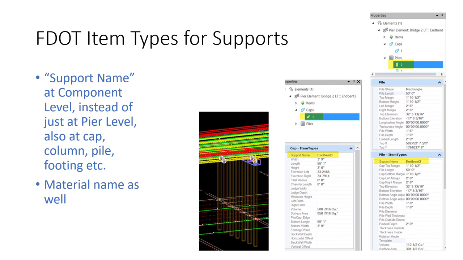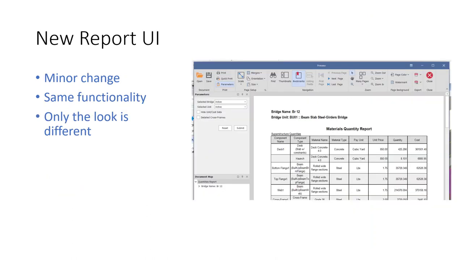Some enhancements, at the request of Florida DOT, in which now the support name is not only at the component level, but every element of the support, the cap, the piles, and the columns, will have the description of the support name included and the material name as well. A minor enhancement on the user interface of our reports: it is the same functionality. The look is a little bit different, but the report capabilities are the same.